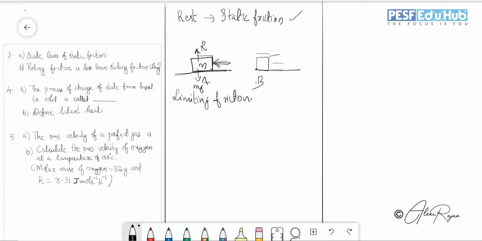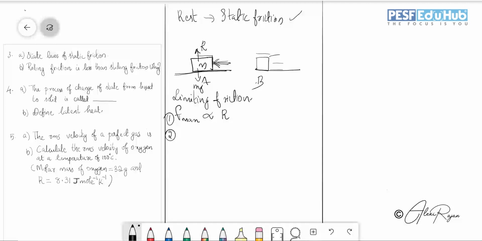By the law of static friction, it is clearly given that the static friction is directly proportional to its normal reaction. More precisely, the maximum value of static friction, F max, is directly proportional to the normal reaction. This F max is otherwise known as limiting friction. As I already told you, the maximum value of static friction is limiting friction, and it is directly proportional to the normal reaction. This is the first law.